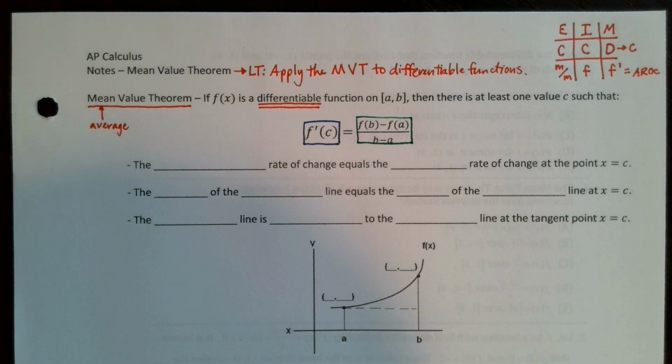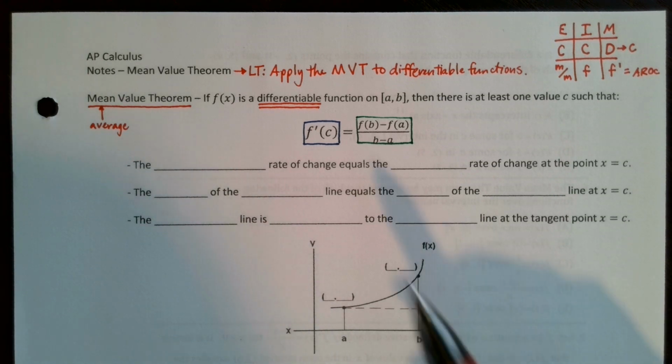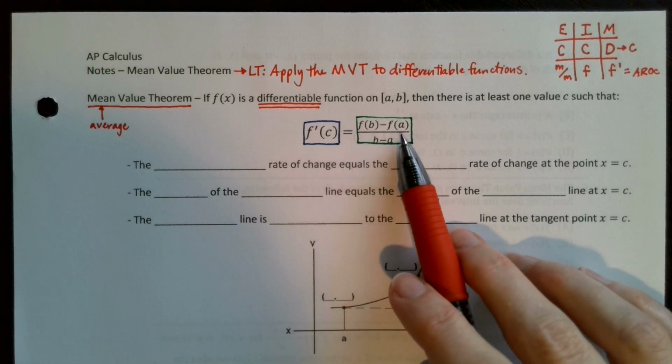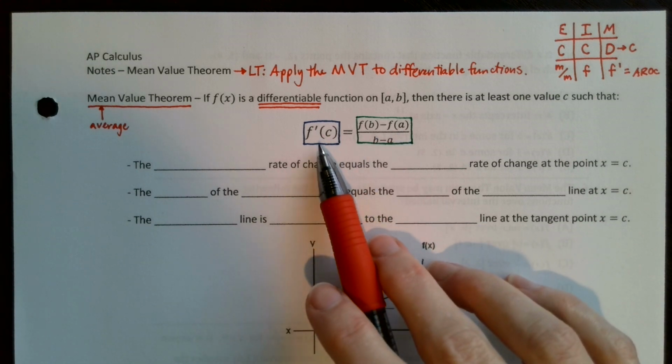Let's look a little more closely at our formula that we'll be using for MVT. If you have two different colors to highlight the two sides, that would be great. We're looking at the derivative is equal to the average rate of change, and we know that the derivative is the instantaneous rate of change.